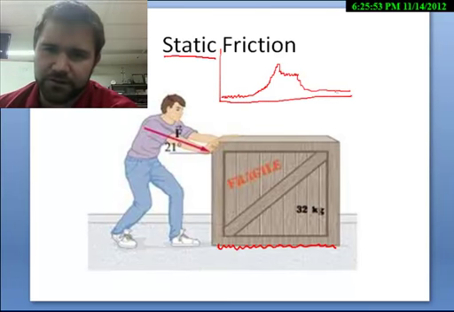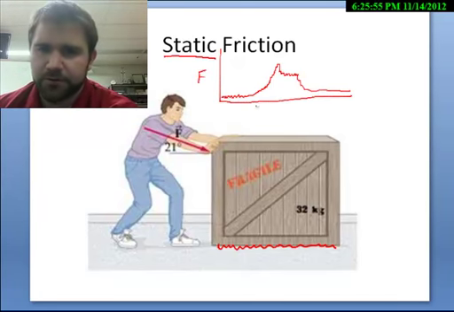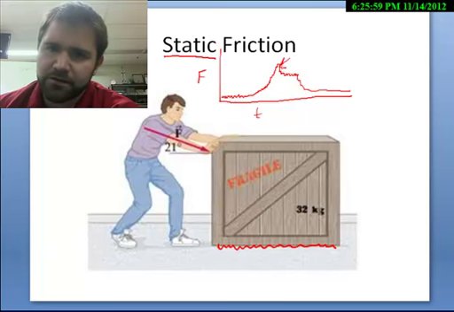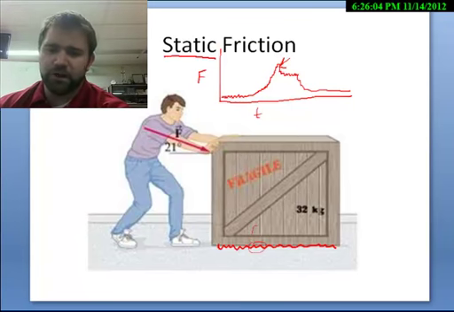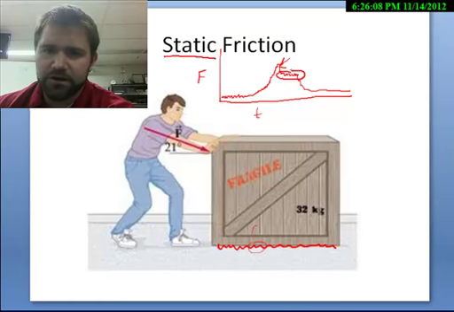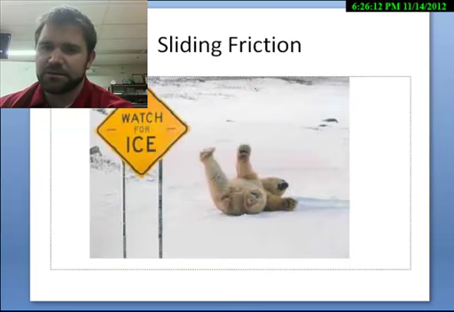So what are we looking at in a force graph like this? This would be force over time. This spike would be the static friction force. It was the amount of force it took to break those original welds down here and get that object to move. Sliding friction, on the other hand, once it starts moving, is actually less than static friction.